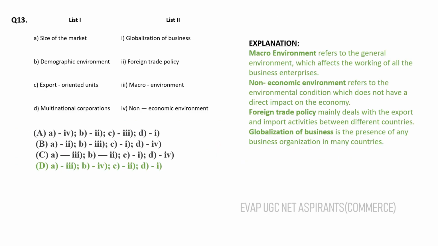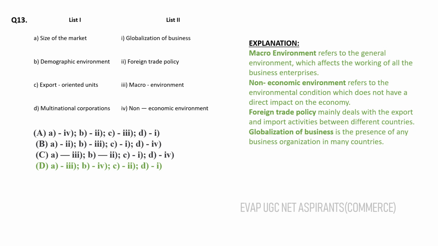So the next one, we have to match the following. In list 1, we have size of the market, demographic market, export oriented units and multinational corporations. And in list 2, we have globalization of business, foreign trade policies, macro environment and non-economic environment. So we need to match the following, that is, which one associates with which one, list 1 with list 2.